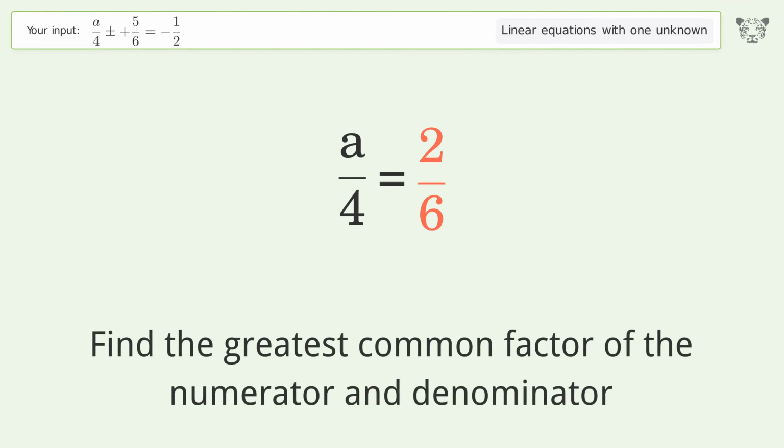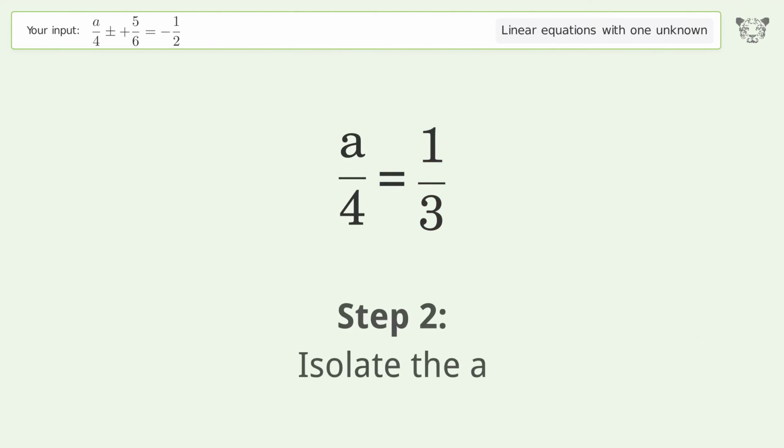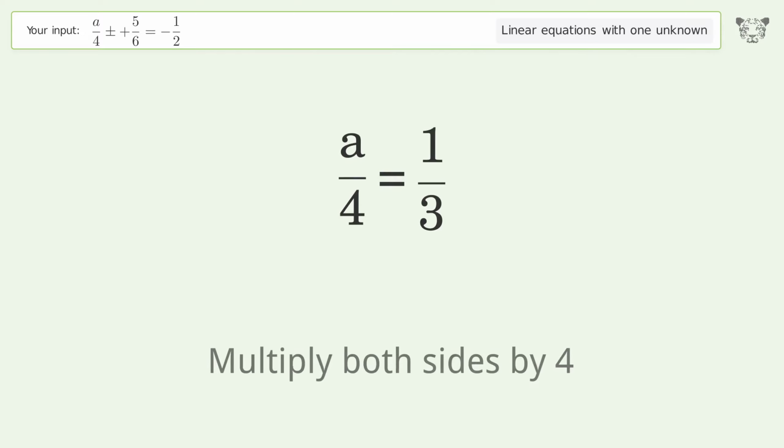Find the greatest common factor of the numerator and denominator. Factor out and cancel the greatest common factor. Isolate the a. Multiply both sides by 4.